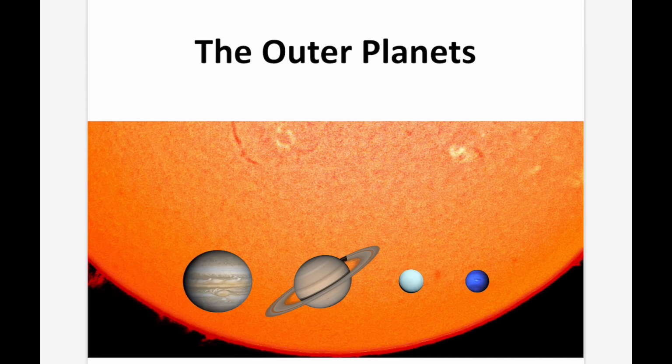Okay, so we finished with the inner planets. The inner planets are all those rocky balls. The outer planets are going to be more our gas giants. But you can see they're really big, but they're nowhere near as large as the sun.